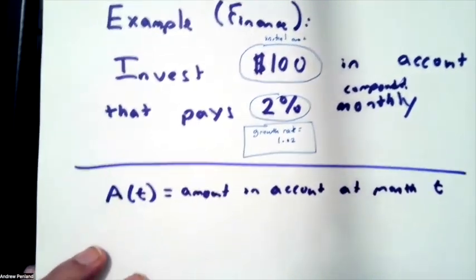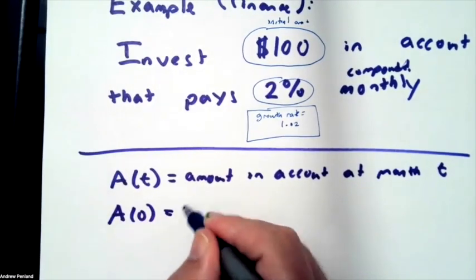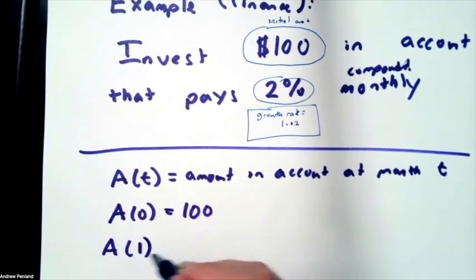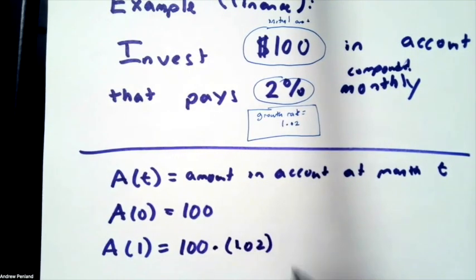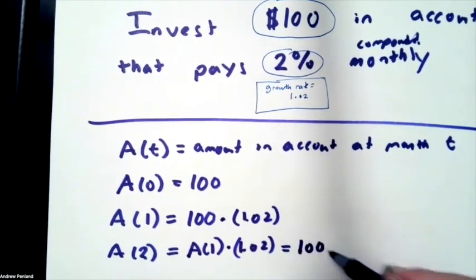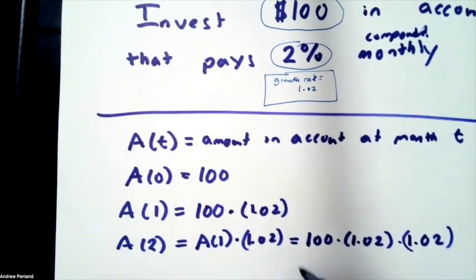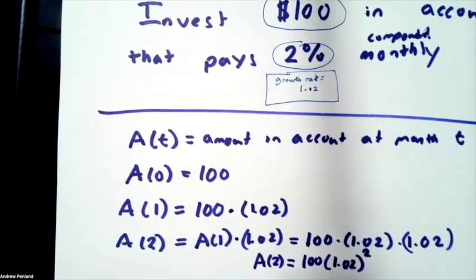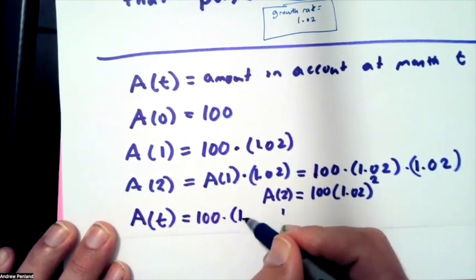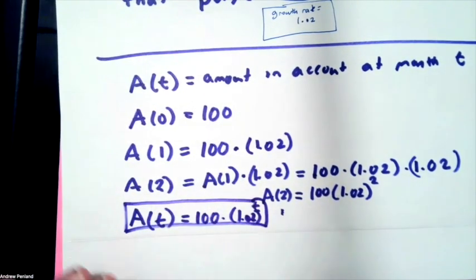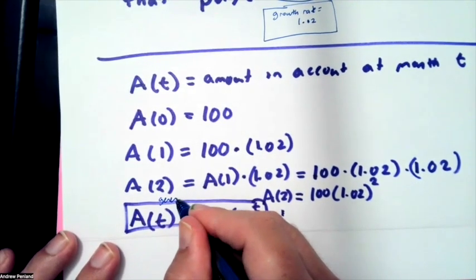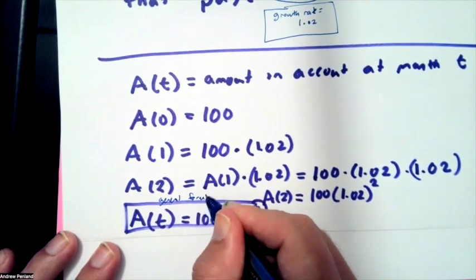If we let A of t represent the amount of money in the account at month t, we have A of 0 equal 100, A of 1 is equal to 100 times 1.02, A of 2 is equal to A of 1 times 1.02, which becomes 100 times 1.02 squared. This pattern continues and we see a general formula, that A of t will be equal to 100 times 1.02 raised to the t. Notice that the function only changes at discrete intervals, so it is a sequence rather than the type of function we might be used to.